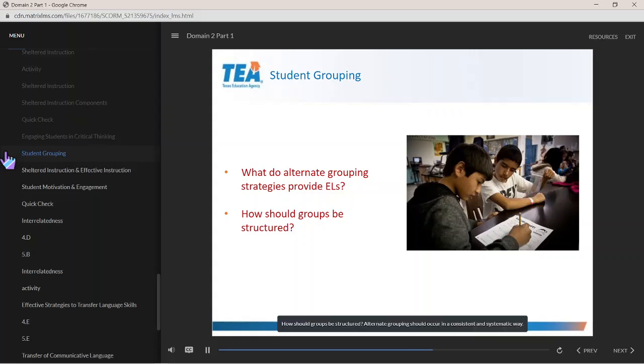How should groups be structured? Alternate grouping should occur in a consistent and systematic way. Some activities may include pairing up students, while others require arranging small groups of linguistically and/or academic heterogeneous students. Groups will require practice so that structured roles, clear expectations, accountability, and adequate time to engage in conversation become part of the routine.